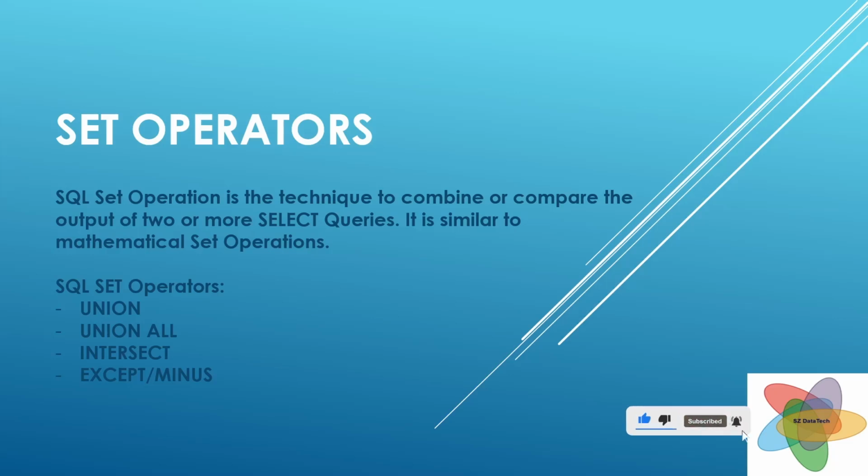One thing always remember: when we are using these set operators on different result sets, we have to ensure that those result sets provide the same number of columns and their data types should be the same. Otherwise, it will throw an error. We will check it in practical. Let's move to the next slide to understand these operators one by one.